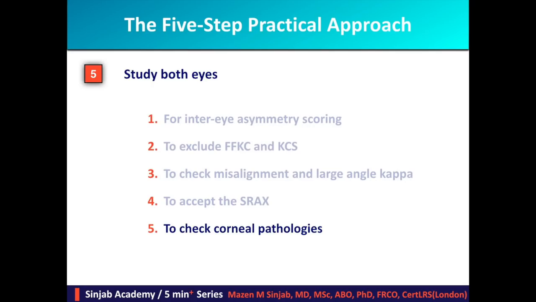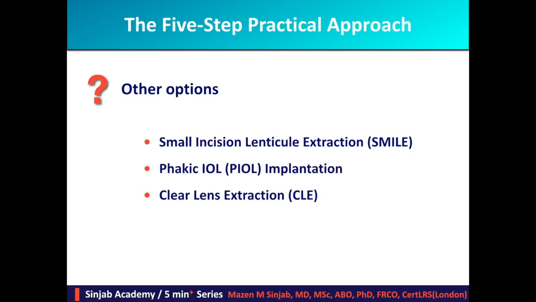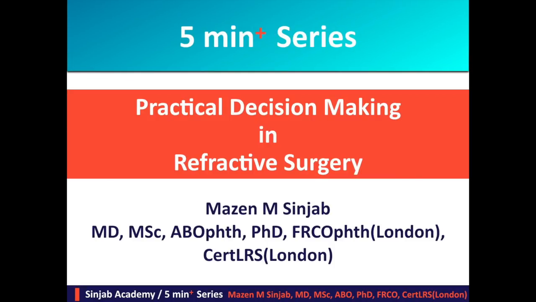Finally, to check other corneal pathologies, because logically, when we find any abnormality in corneal tomography in one eye, we have to take the patient to the slit lamp again to check for any abnormality that we missed in our primary examination. In the next video, I'm going to continue with other options, including small incision lenticule extraction or SMILE technique, phakic IOL implantation, and clear lens extraction. Thank you very much.